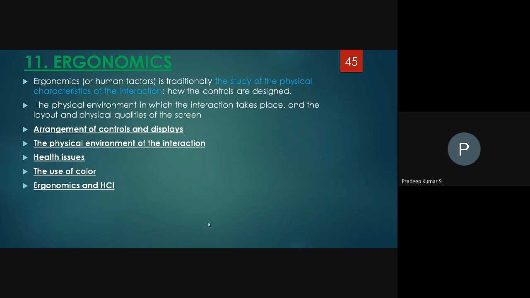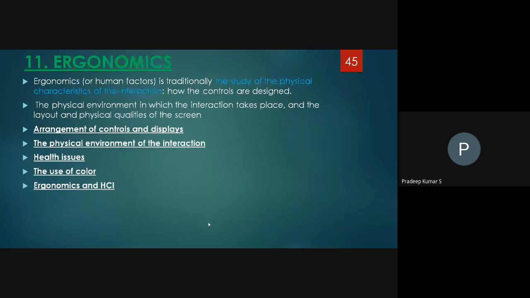What is ergonomics? A simple, clear definition I can put in the PPT. Please note it down, dear students: the study of the physical characteristics of the interaction, that is ergonomics, how the controls are designed. So the interaction takes place in the outside environment, I can say the physical environment in which the interaction takes place.